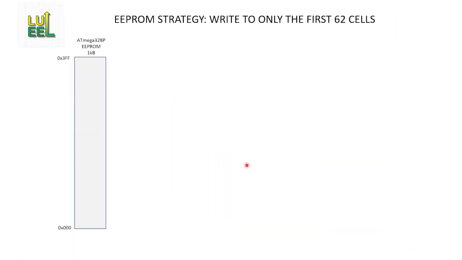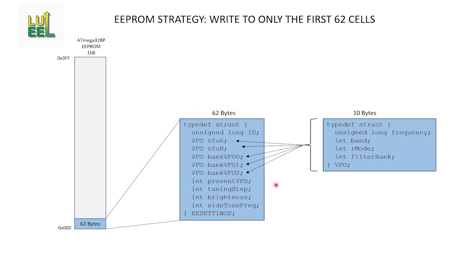The last software topic I want to talk about in this episode is how I use the EEPROM to keep track of data. It adds a lot of convenience to have the various BFO values, display brightness, sidetone frequency, and so on stored and recalled between power cycles. Looking at the hardware details, the Atmega 328 has 1K of EEPROM, which is more than enough to store that data, which I've grouped into this structure called EE settings.